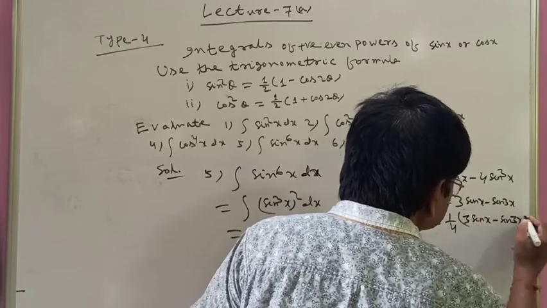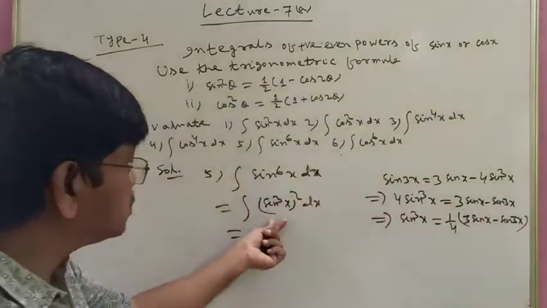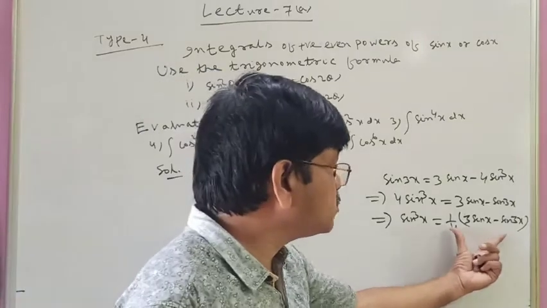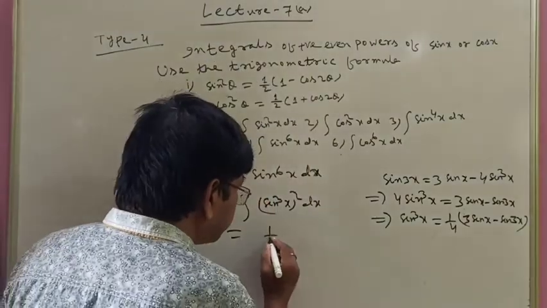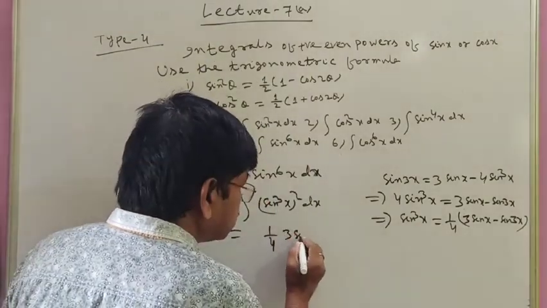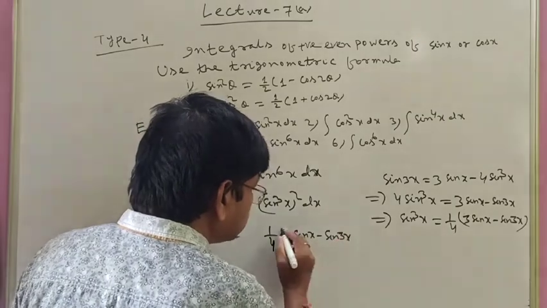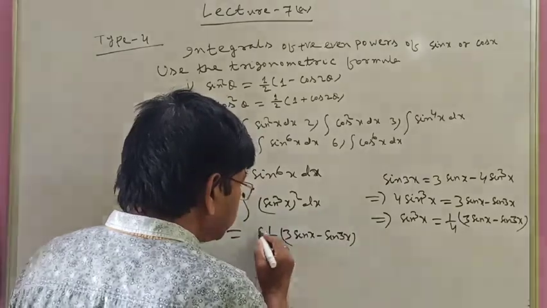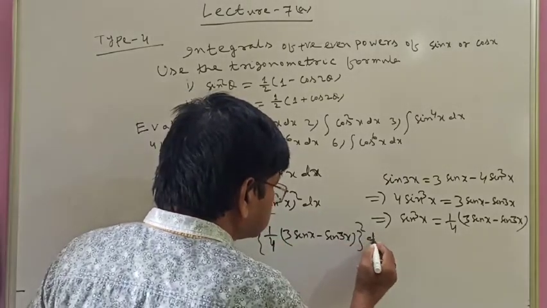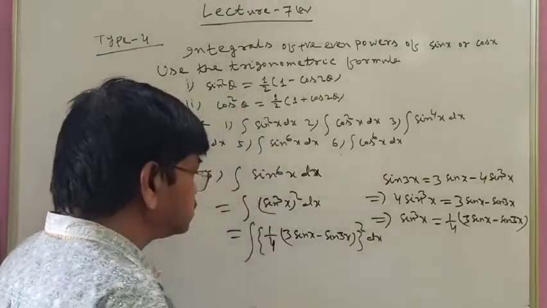1 by 4, 3 sin x minus sin 3x. So this is sin 2x whole square, means this much whole square. So you can write 1 by 4 whole into 3 sin x minus sin 3x, this much whole square. After that you expand this.